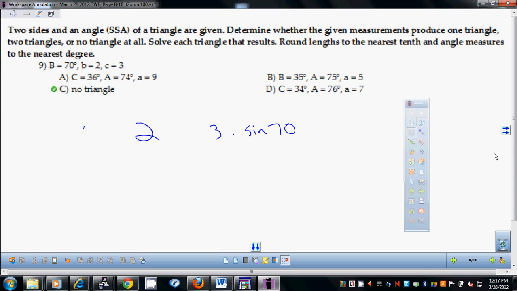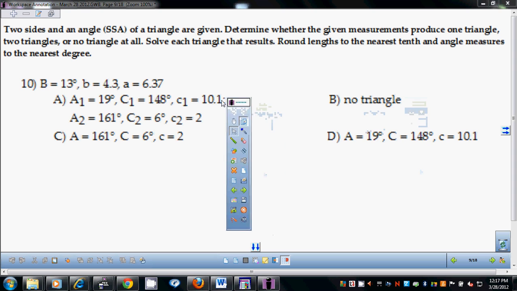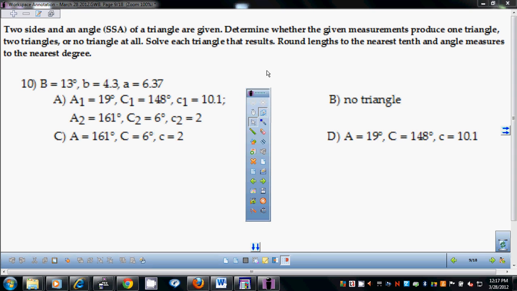All right, next question. Very similar, except not quite as obvious. It's an SSA. We have to find how many solutions it has, and then based on that, we'll have to solve for those solutions. Now, obviously, if it has 0 or 2 solutions, the answer will kind of be right in front of us.